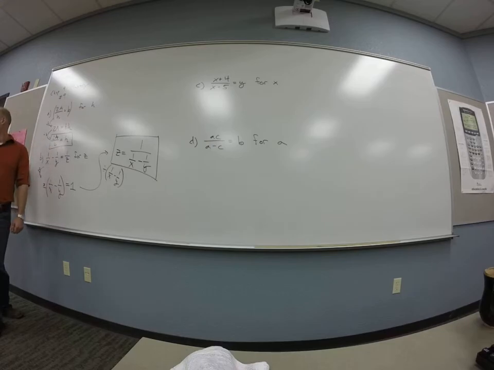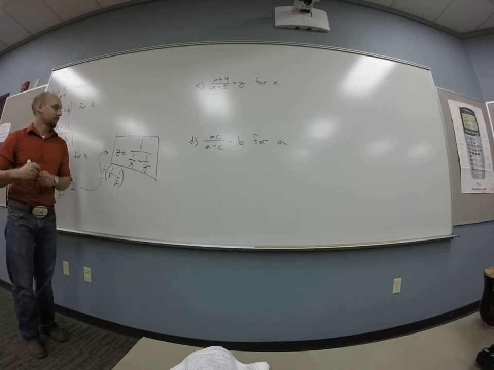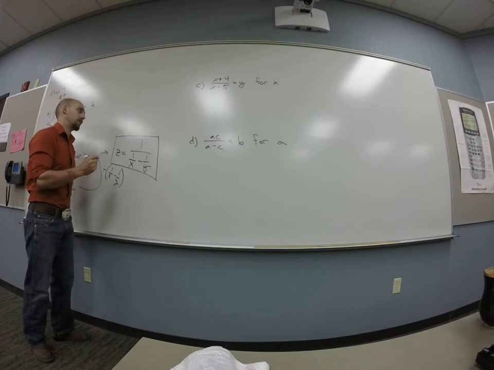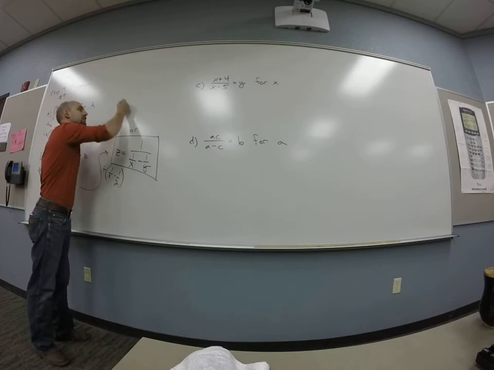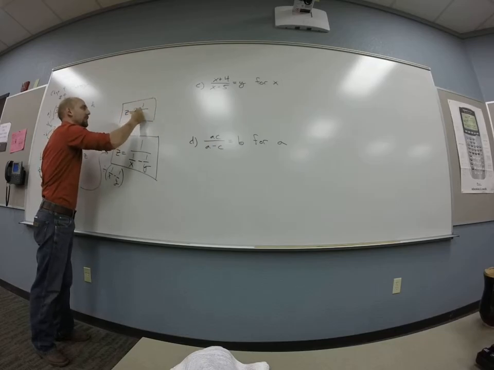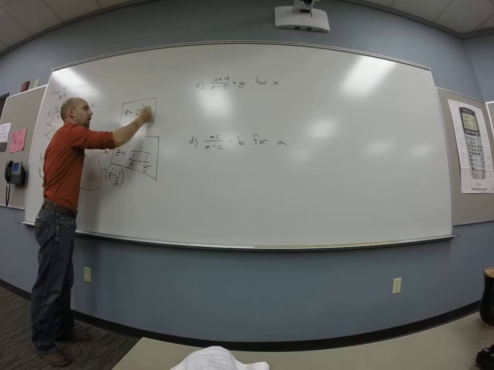Because 1 over x is the same thing as x to the negative 1 power, right? So could you put x minus y on top? You could rewrite it as z equals 1 over x to the minus 1 minus y to the minus 1.